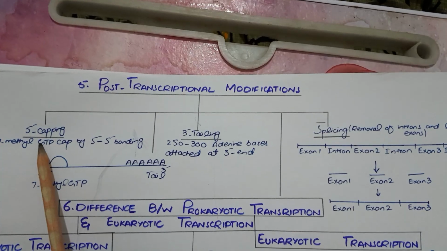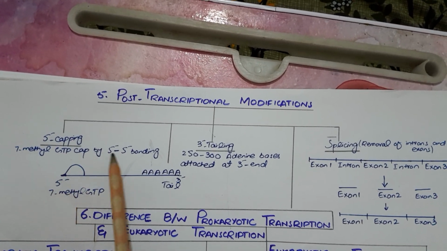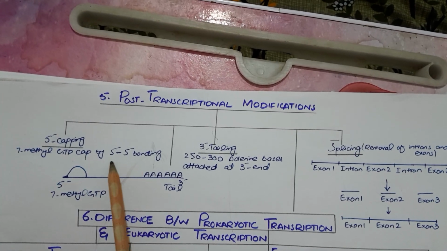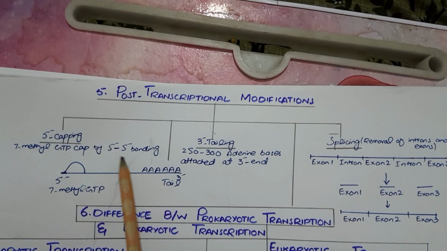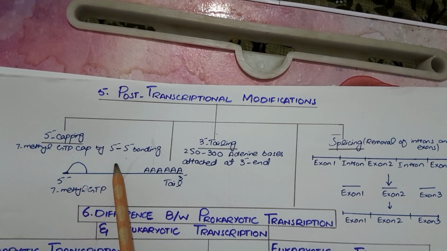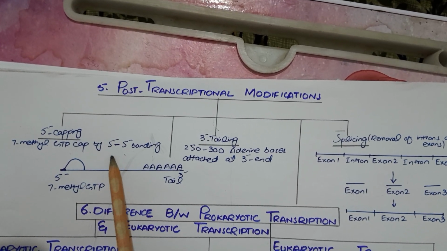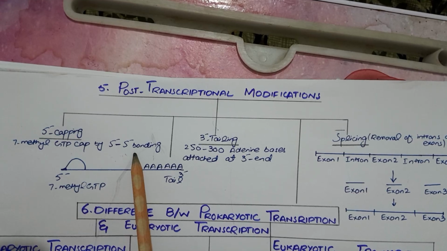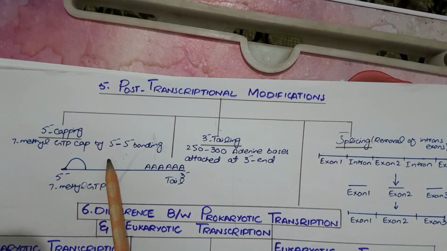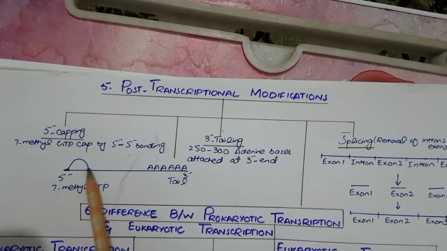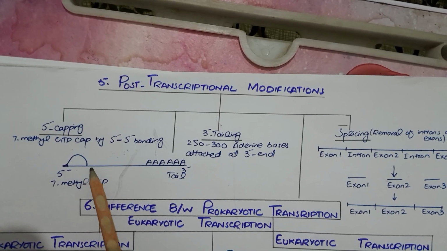First of all, capping. Messenger RNA adds a 7-methyl GTP cap at its 5 end. It forms a 5 to 5 carbon bonding. The 5-3 carbon bonding is prone to the nucleases and can be degraded by them, but the 5 to 5 carbon bonding is not degraded by any of the nucleases. That's why messenger RNA forms a 5 to 5 bonding, in order to protect itself from nucleases.